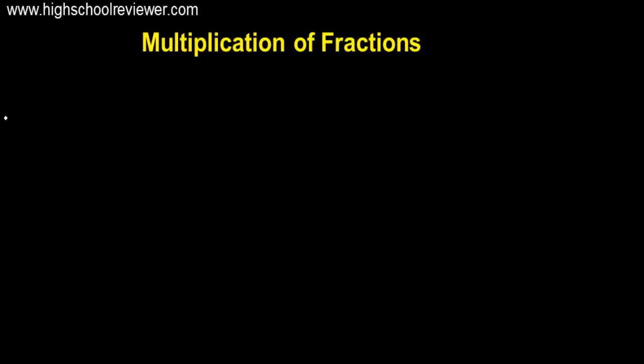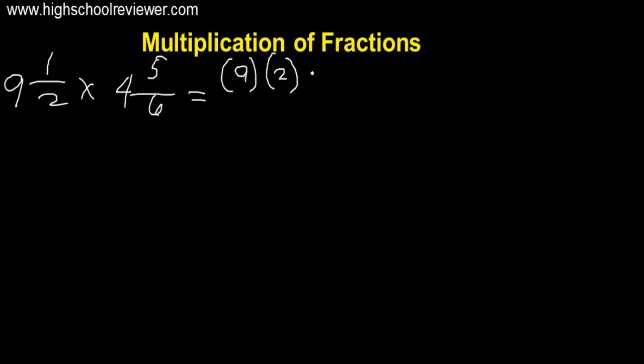Let's have another example. We will have here 9 and 1/2 multiplied by 4 and 5 over 6. We cannot multiply this directly because these are mixed numbers. We have whole numbers and fractions. So what we need to do is that we need to convert this first to improper fractions. Let us convert 9 and 1/2. So this will be 9 multiplied by 2 plus 1, and just copy the denominator, which is 2.